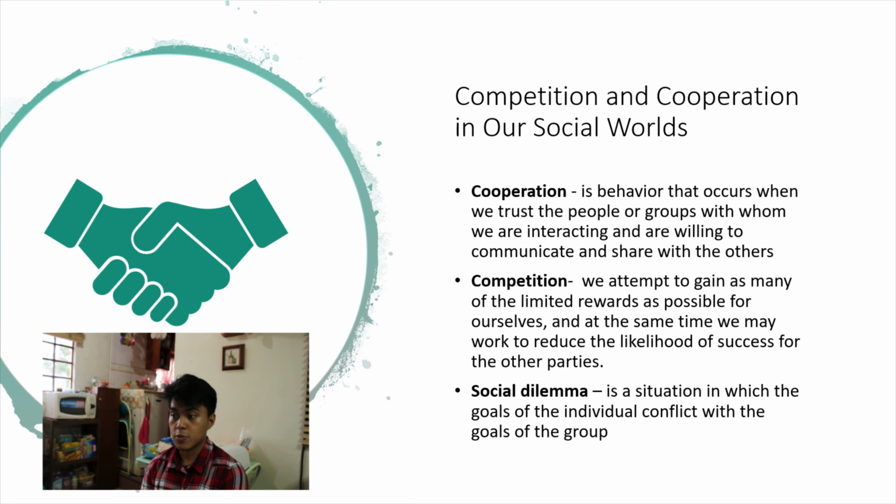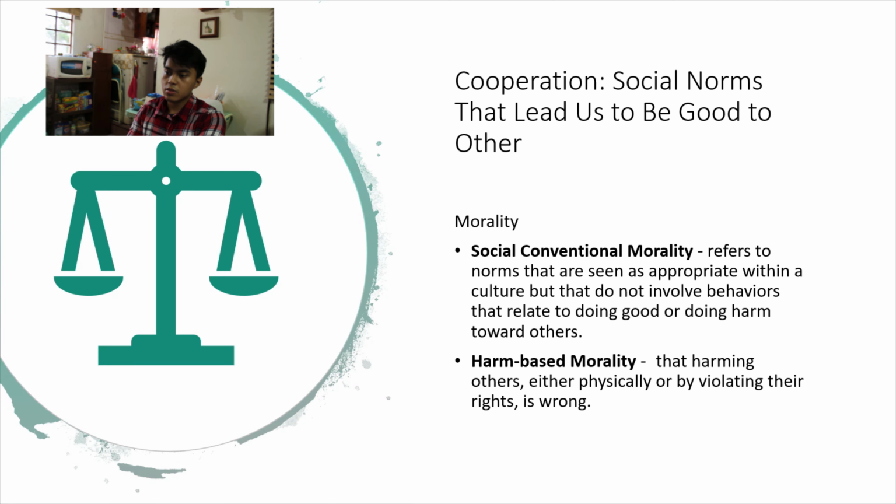In competition, we attempt to gain as many of the limited rewards as possible for ourselves, and at the same time we may work to reduce the likelihood of success for the other parties. There's a self-centered attitude in competition. Next is social dilemma. It is the situation in which the goals of the individual conflict with the goals of the other group. So in cooperation, there's what we call morality.